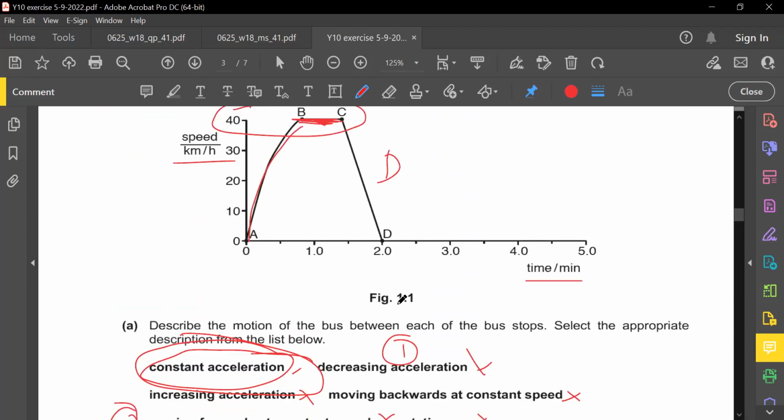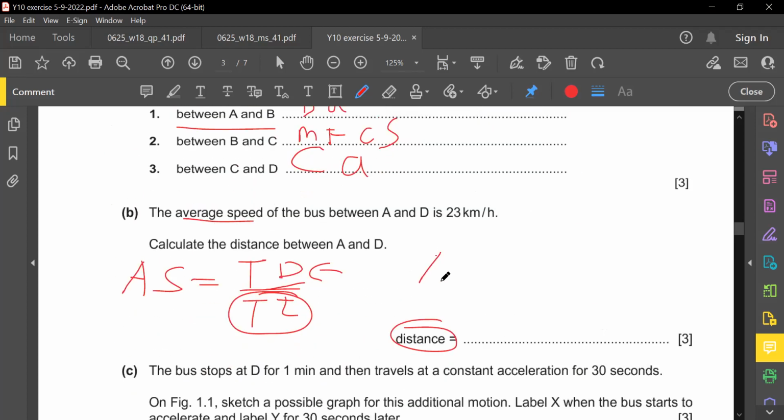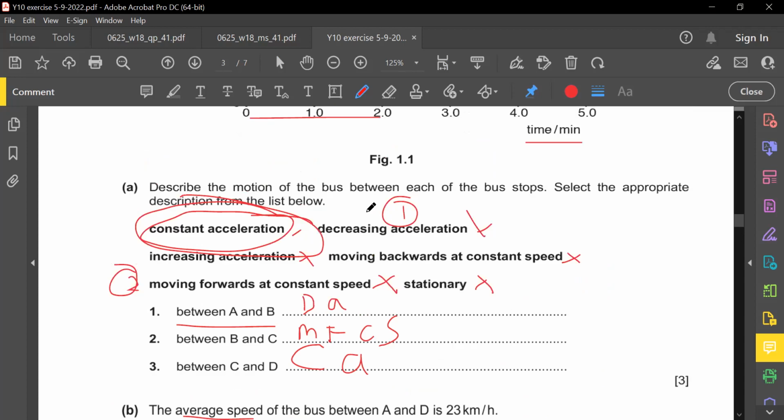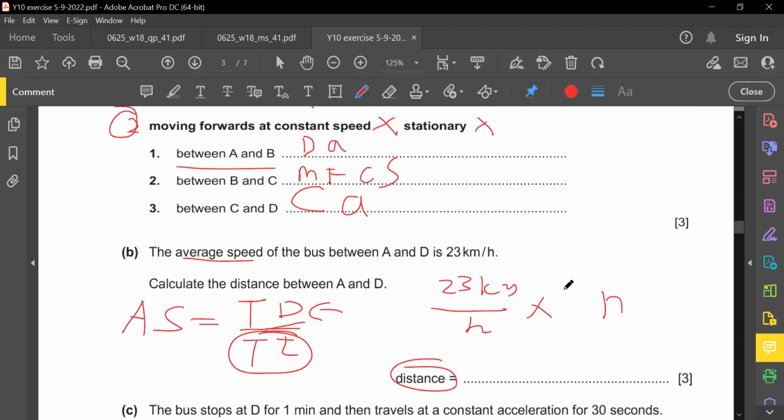Looking at the total time here, this is 2 minutes. So can I just go straight away average speed times total time equals total distance? Can I do that? No, I have to convert the minutes into hours, because this 23 is in km per hour. I need to multiply it with the total time, which is also in hours. 2 minutes is how many hours? It's essentially 2 divided by 60 hours.